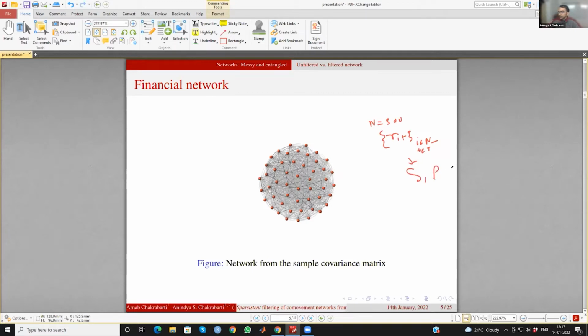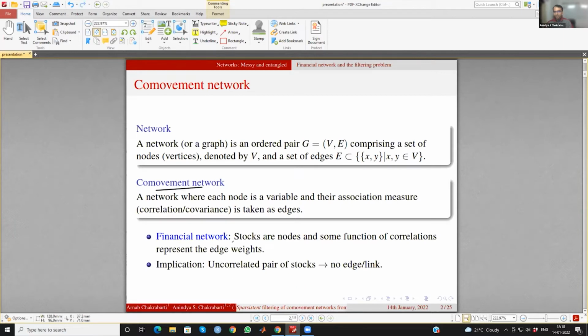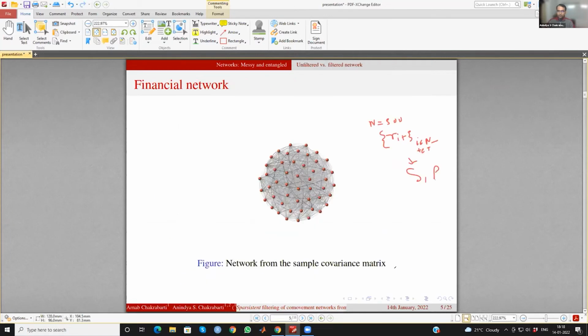Now, there is a lot of literature on analyzing this disaggregated kind of network. I can go back to the first slide, where these financial networks are shown, where the stocks are the nodes and some functions of correlations represent the edge weights. One very intuitive way to think about it is that if there is absolutely no correlation in returns between two stocks, then there will be no edge or link. Here is a very simple example: if you have 50 stocks and plot the network as a whole, this is what you get.